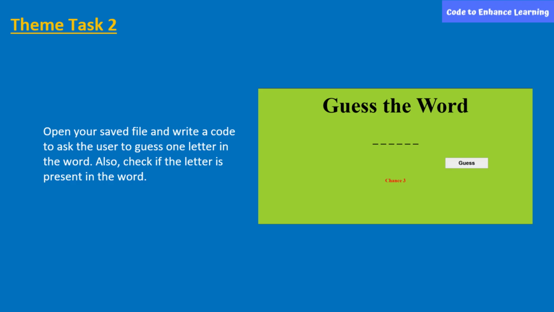Now let's move on to task 2. Now we will write code to ask the user to guess one letter at a time using prompt. After they enter a letter, we will check if it exists in the word. If it does, we will replace the corresponding dash with the letter. This part of the code will run inside a loop to check each letter of the word. We will also keep track of how many letters are left to guess, and once the user has guessed all letters correctly, we will show a congratulation message.